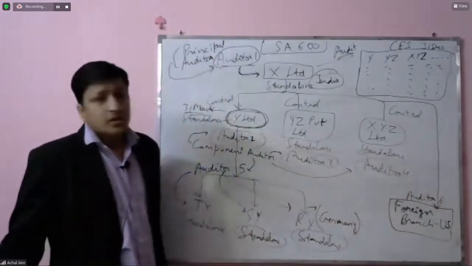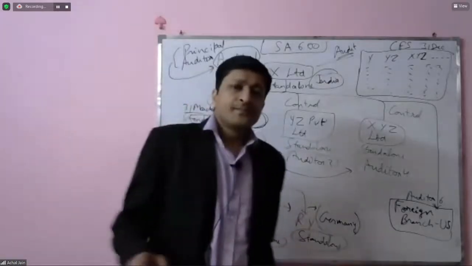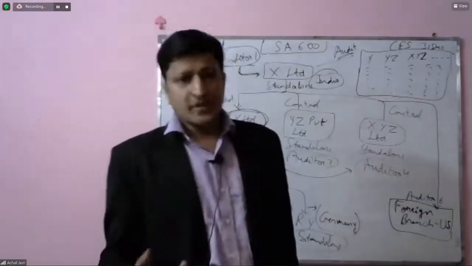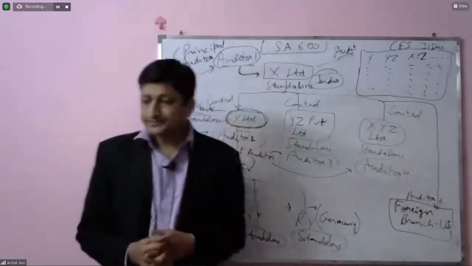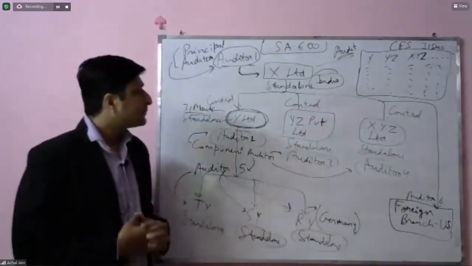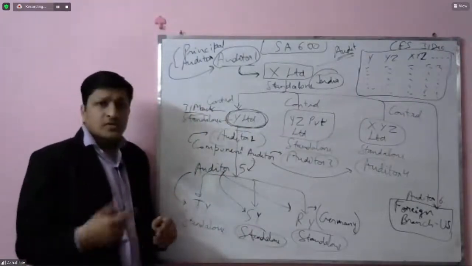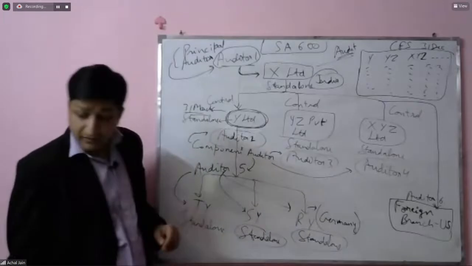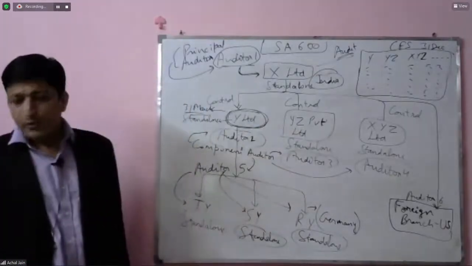Now, as around this component audit, let's get into some more points which are important from the perspective of the principal auditor. One, planning is all done. Now comes the execution. And we understand that the communication channel and the coordination is all going fine.